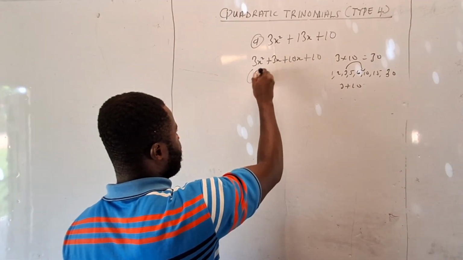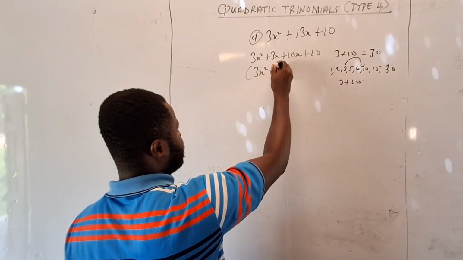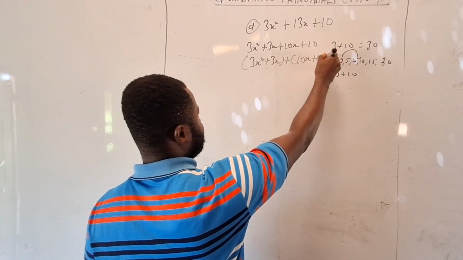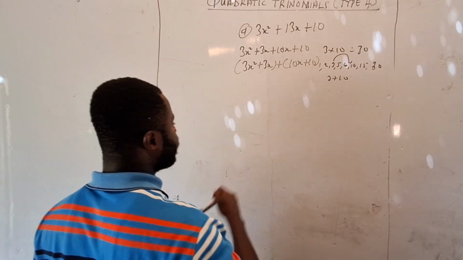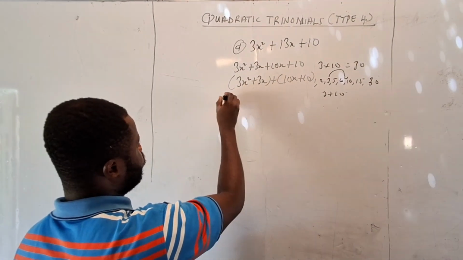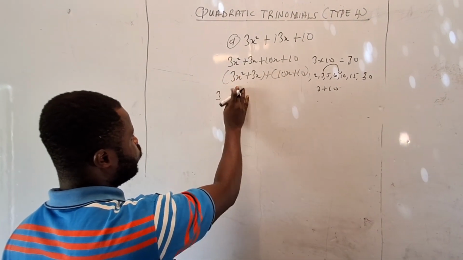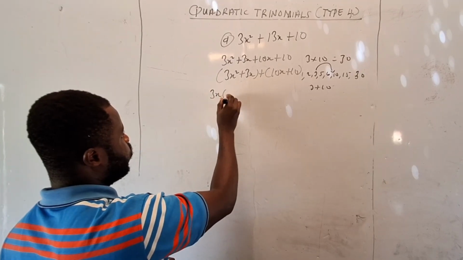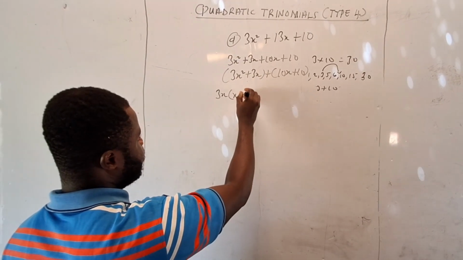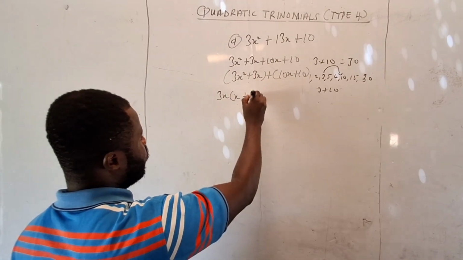Then we group them in one bracket. 3x squared plus 3x, plus 10x plus 10. So we factorize them out. Highest common factor for this, these are 3, so 3 will be out. Now the x squared is here, 1 is here, so 1 will be common. Then we bring 1 out. When you multiply this by this, you get back this. Now 3x will divide 3x, then 1.